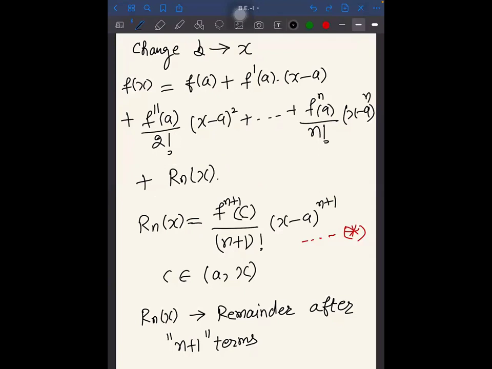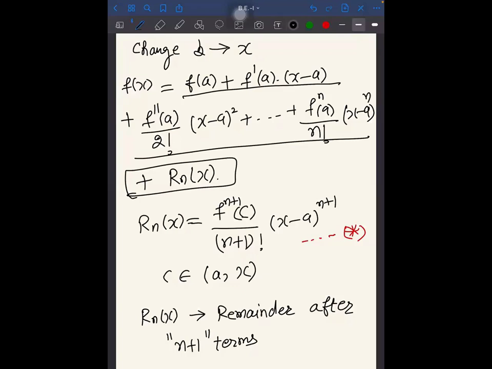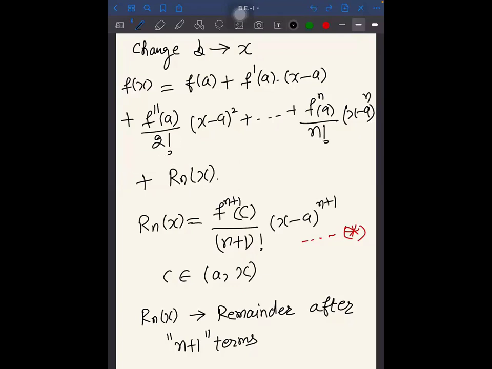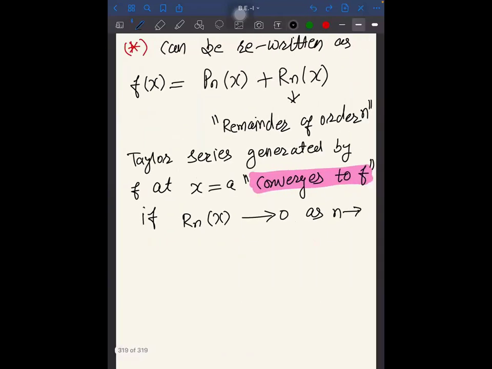Are you getting my point? Are you with me on this, everyone? You can think of a picture, right? This will no longer be a polynomial. This will become a series only when you take infinitely many terms, but along with the condition that your Rn(x) must tend to 0. So should I move further?